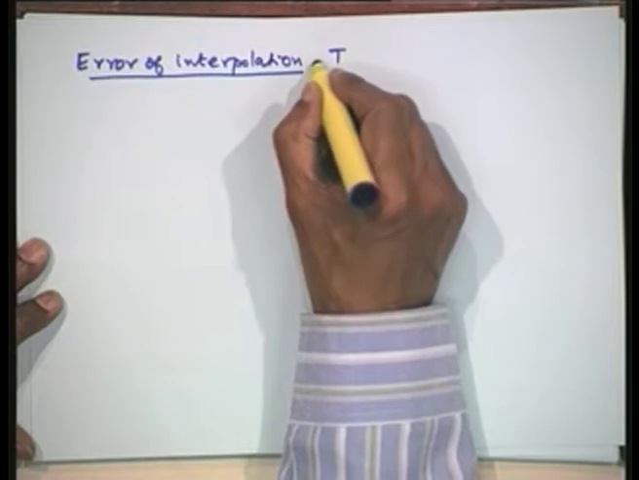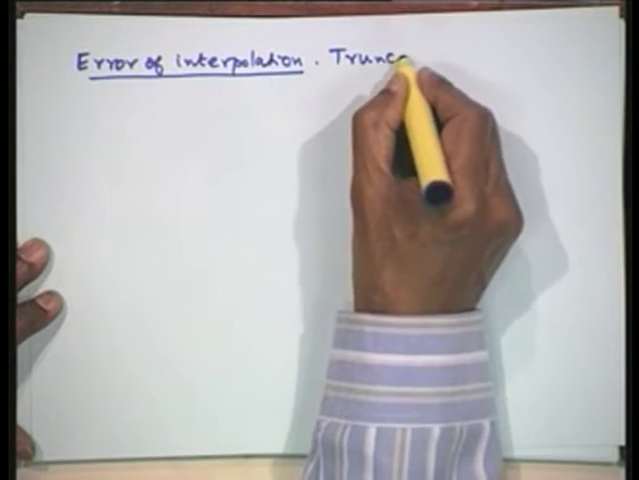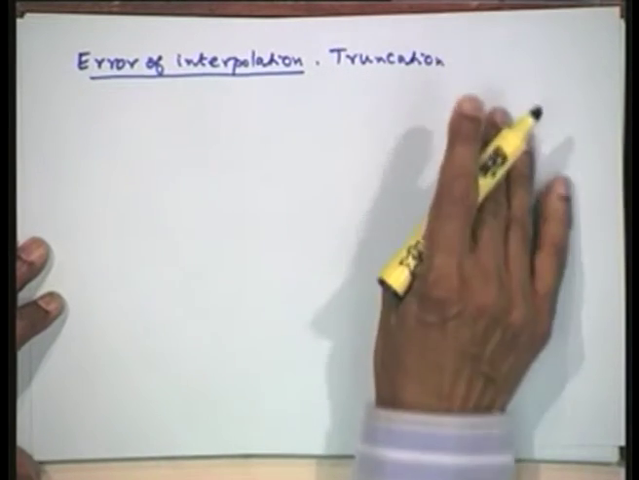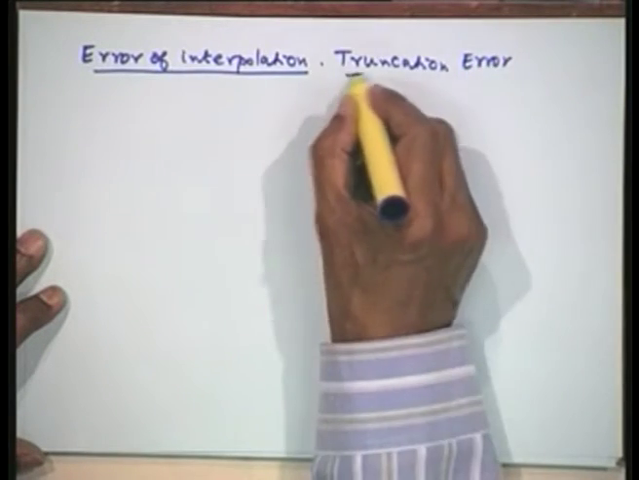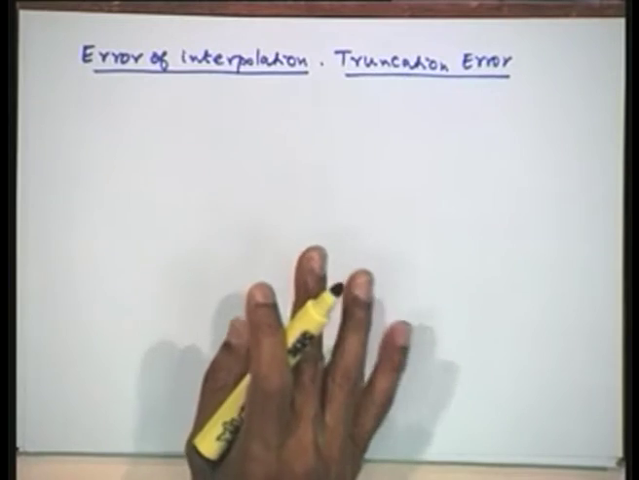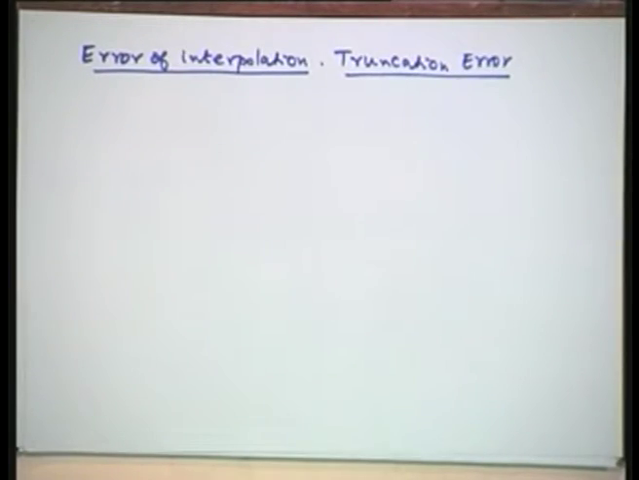This is also called the truncation error. Now, as I mentioned, there is no error at the nodal points, because we are fitting the data exactly, therefore no error at x0, x1, x2, ..., xn. The error arises only when we are interpolating at another point.